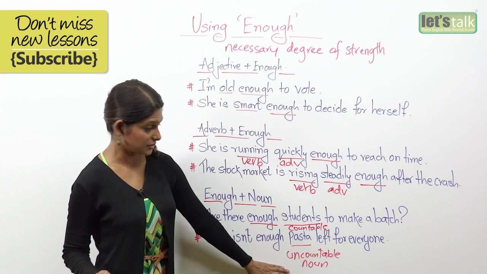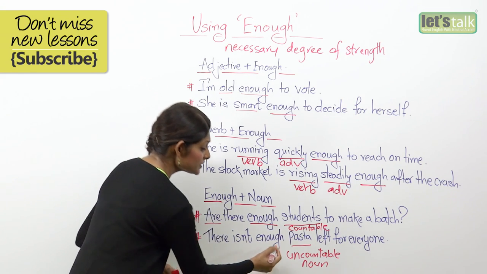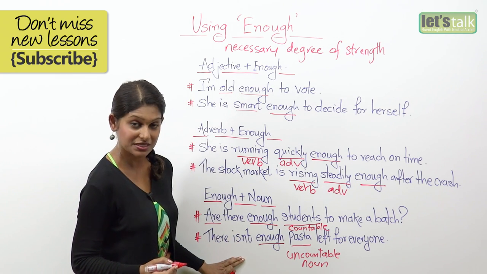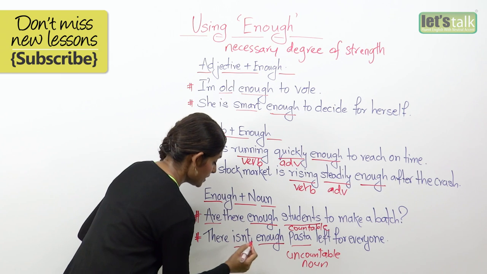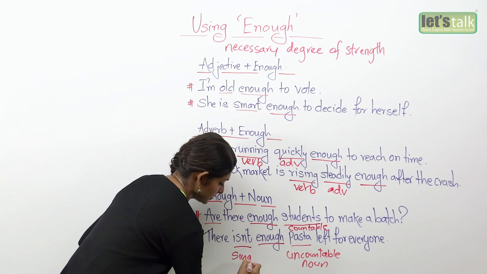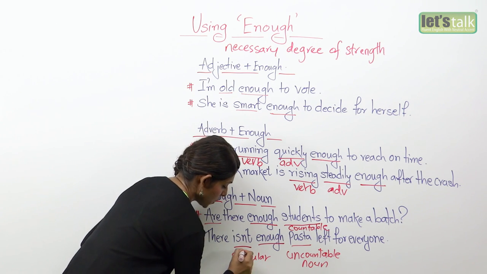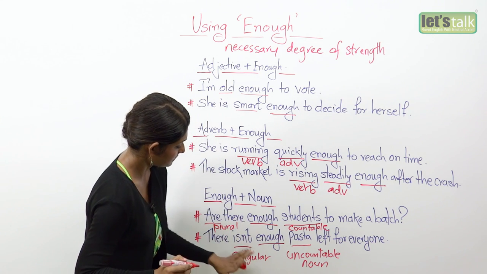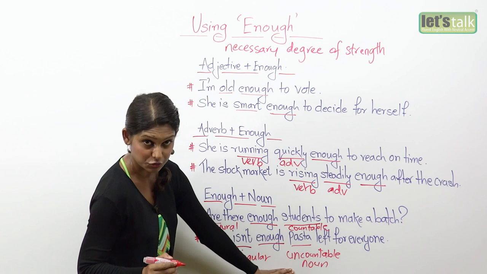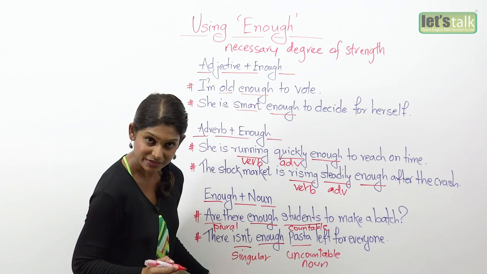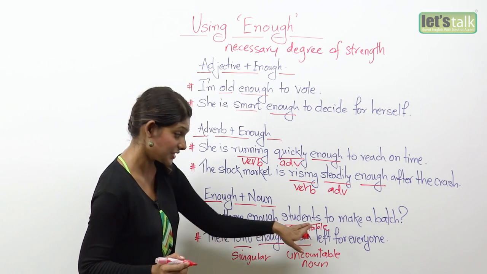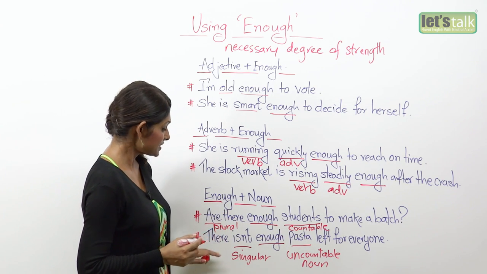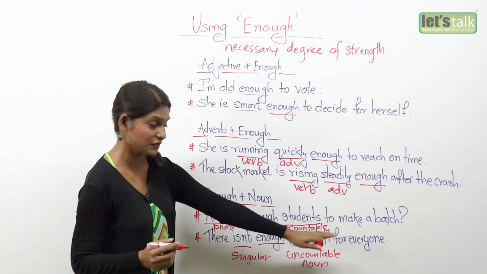Pasta being uncountable, we're using enough before pasta, and the helping verb that we're using in this sentence would be singular. This is always the case when you're using a helping verb with an uncountable noun. It is always going to be singular. On the other hand, if you're using a countable noun, the helping verb is going to be plural. So there isn't enough pasta left for everyone.